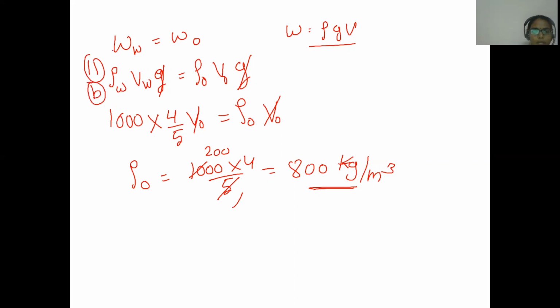So here you need to remember this formula. The weight will be the same in both conditions, when the body just balances, depending on the density and how much body volume is immersed in the liquid.